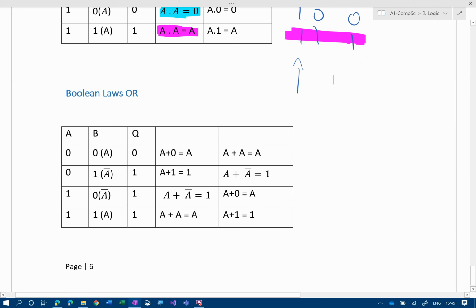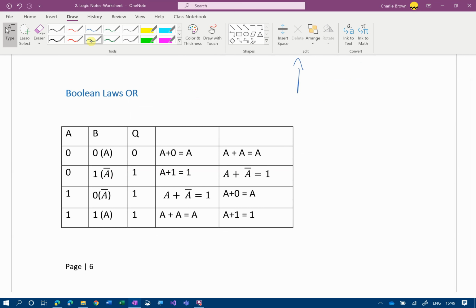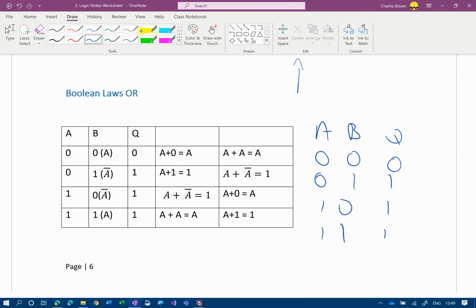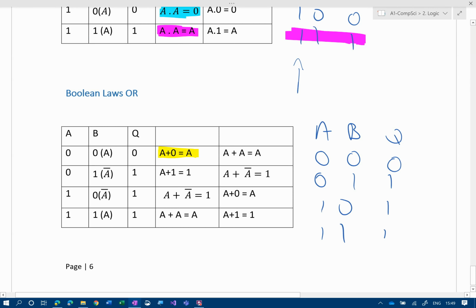Now we're doing the truth table for the OR. So it's again same sort of thing. So again, I like to do a truth table for that. So it's A, B, Q, so it's 0, 0, 0, 1, 1, 0, 1, 1. And the truth table there is that. And I like to use the highlighter. Right, so the first one then, A OR 0 is equal to A. So that's that row and that row there. So if A is 0, we OR it with 0, we get 0, which is the same as A. If A is 1, we get 1, which is the same as A. All right, so that's where that comes from.